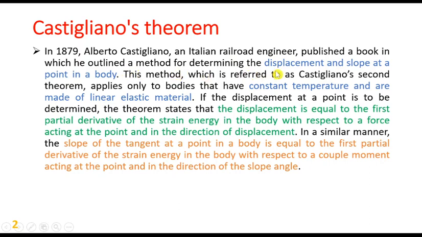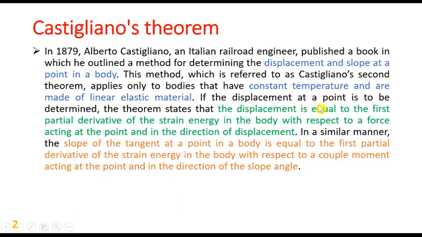method for determining the displacement and slope at a point in a body. This method, which is referred to as Castigliano's second theorem, applies only to bodies that have constant temperature and are made of linear elastic material. So these are the limitations: constant temperature and linear elastic material.